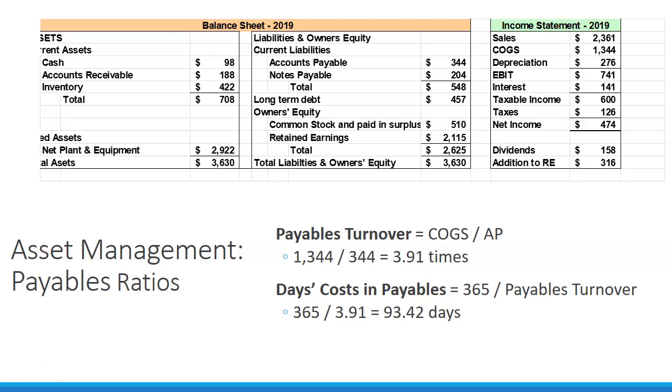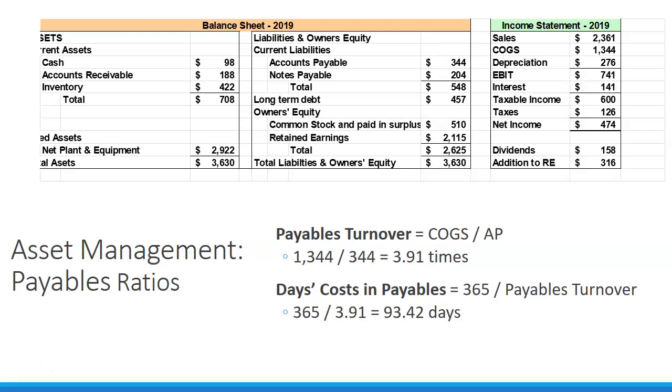The payables turnover for this company is 3.91 times. That means that we pay off our entire inventory, or turn over our payables, 3.91 times per year. The days cost in payables is 365 divided by our payables turnover. This means on average, we are paying off our payables every 93.42 days.